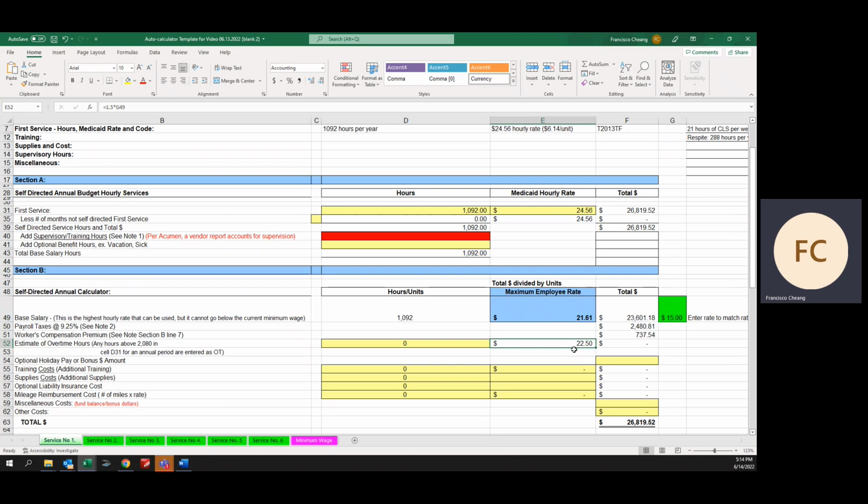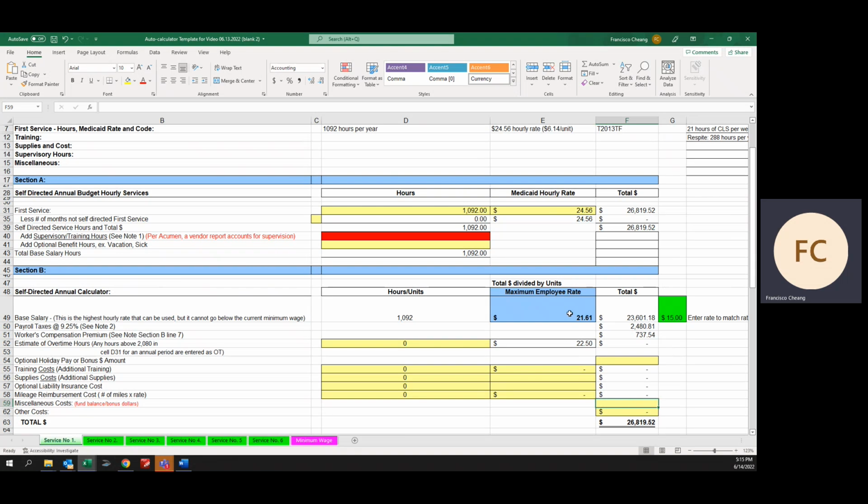That's going to have a $22.50 cost for overtime. But now we want to figure out how much I am going to have in my fund balance to be able to pay for those extra things. So now that we've made this decision, we want to chip away at the maximum employee rate and take money from here and enter it into our fund balance until these two cells match.